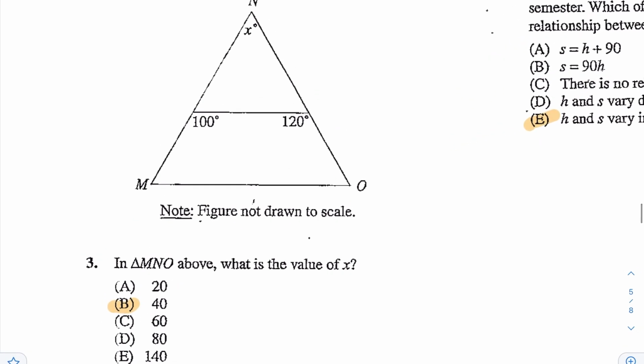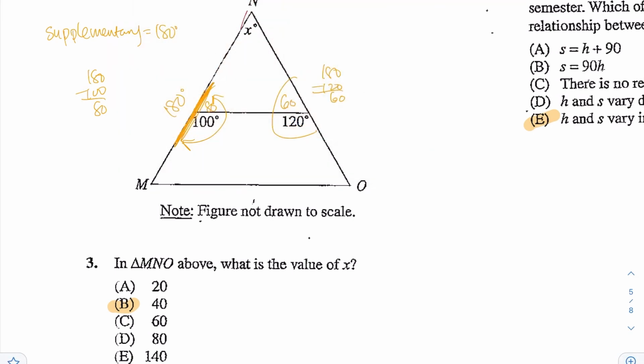All right, next for number 3, in triangle MNO above, what's the value of x? So here to find the value of x, we can first use the fact that supplementary angles add up to 180 degrees. Supplementary angles form just a straight line, and that equals 180. So you can do 180 minus 100, which is equal to 80 degrees. So that's this angle here. And on the other side, you can do 180 minus 120, which is equal to 60.